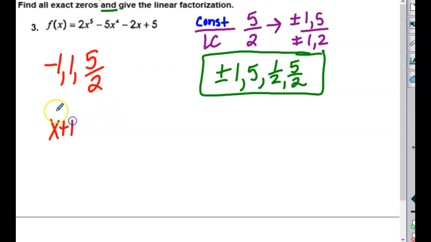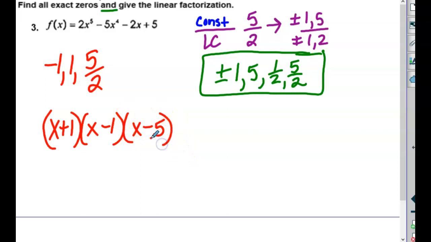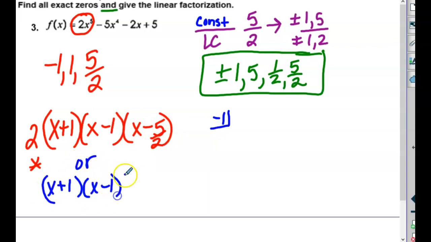So we'd have x plus 1, x minus 1. This is important. If you wrote x minus 5 halves, it's going to be wrong. Does anybody know why? It's got to be equivalent to this, so you'd need a 2 out front. That's a big issue. If you would have divided, it'll come out better. I just didn't want to do all this placeholding. Okay, we have a negative 1. You could write this as 2x minus 5, which is what we're going to get when we do the division.